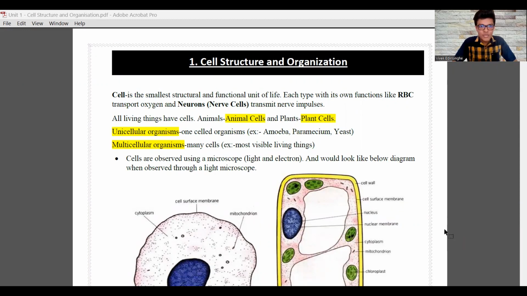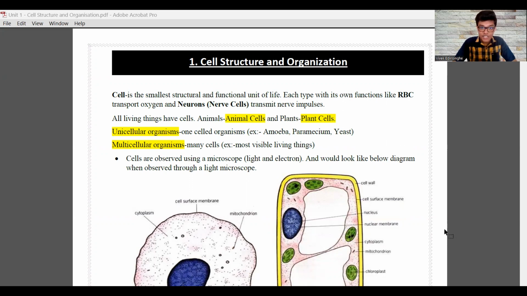Moving on to the actual lesson, which is cell structure and organization, the first thing we have to know is what a cell is. In simple terms, a cell is the smallest structural and functional unit of life. As you know, there are many types of cells, and each of these cells has its own specific functions. For instance, red blood cells transport oxygen, and nerve cells or neurons transmit nerve impulses, etc.